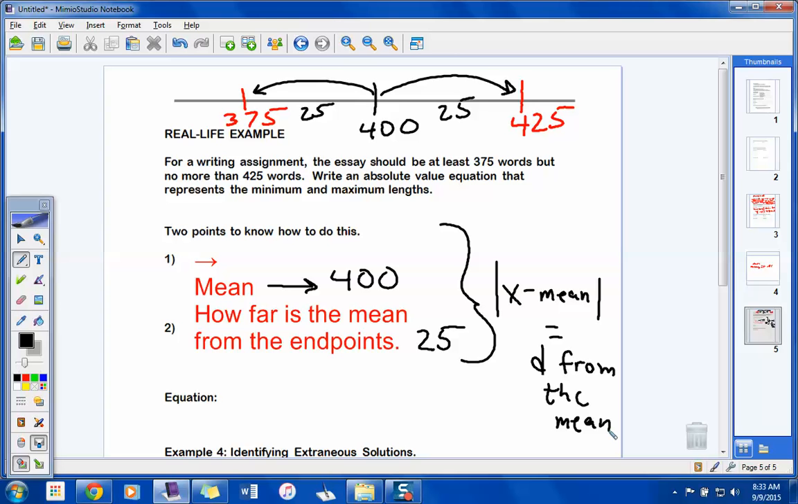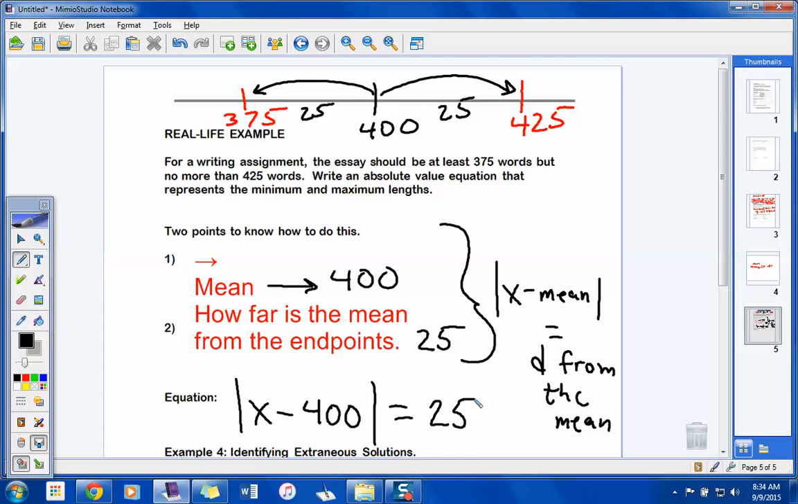So in this example right here, to write an equation for this, you would start with an absolute value, x. It says x minus the what over there, guys? The mean. What is the average here, guys? 400. X minus 400. Then that's going to equal, what were the distances from the mean, guys? 25. That would be an equation to represent what's going on there. So you're really looking for an average and distance of these.